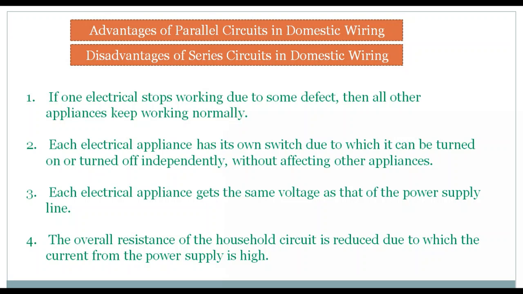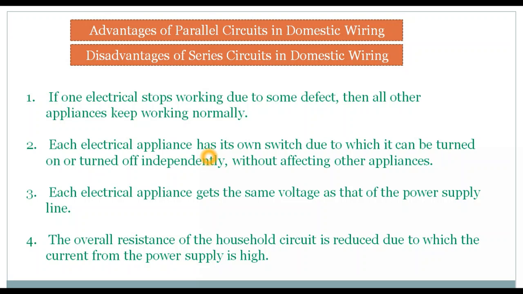Next is each electrical appliance has its own switch, due to which it can be turned on or turned off independently without affecting other appliances. So it means you can operate different appliances on different switches. Every appliance will have its own switch by which you can turn it on, turn it off independently without affecting the rest of the appliances. For instance, if you have bulbs joined in parallel, you will have a separate switch for each of the bulbs, and due to which we can switch on, we can switch off any bulb as per your requirement.